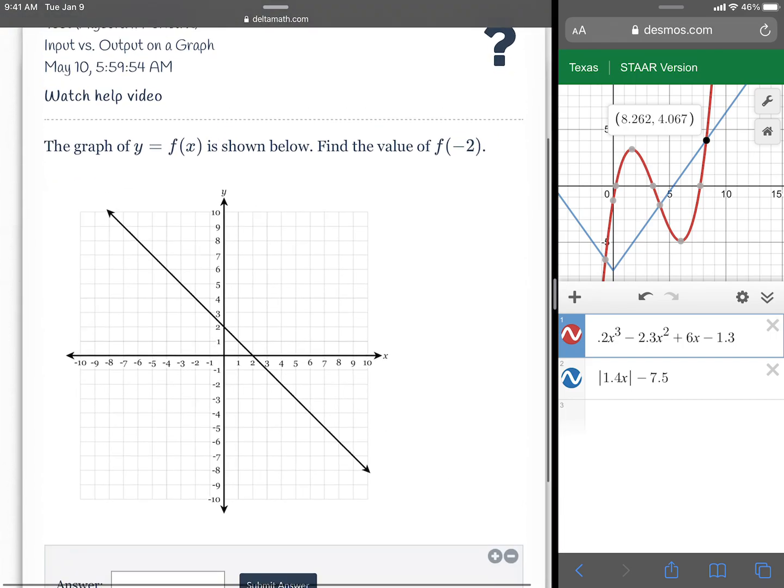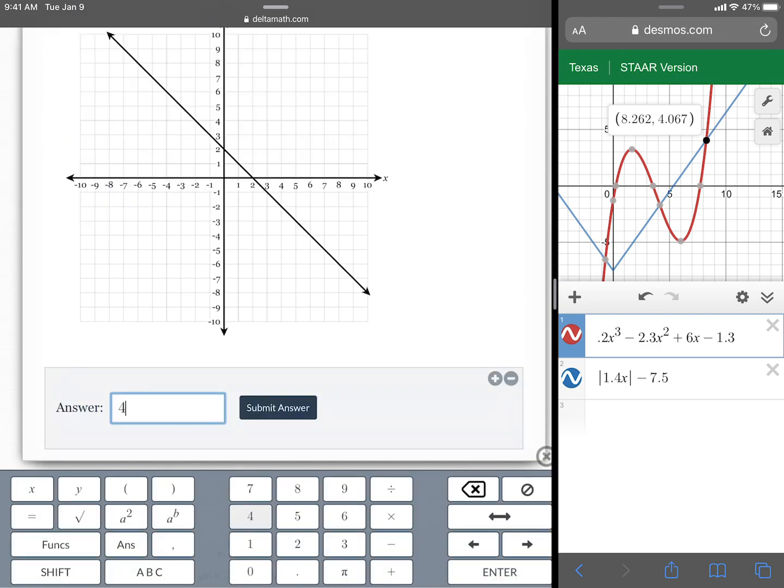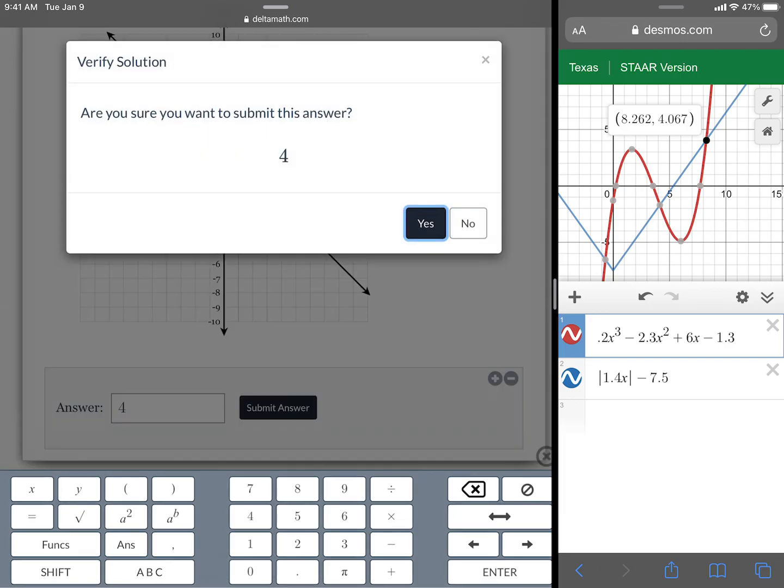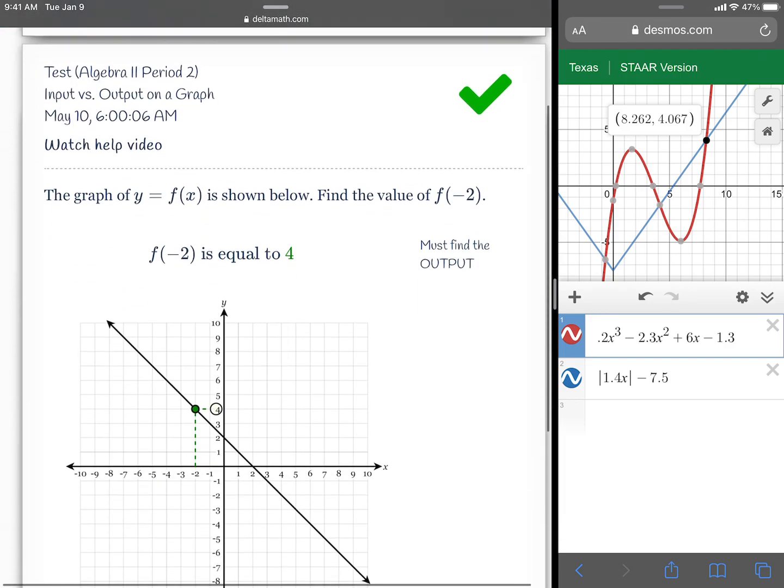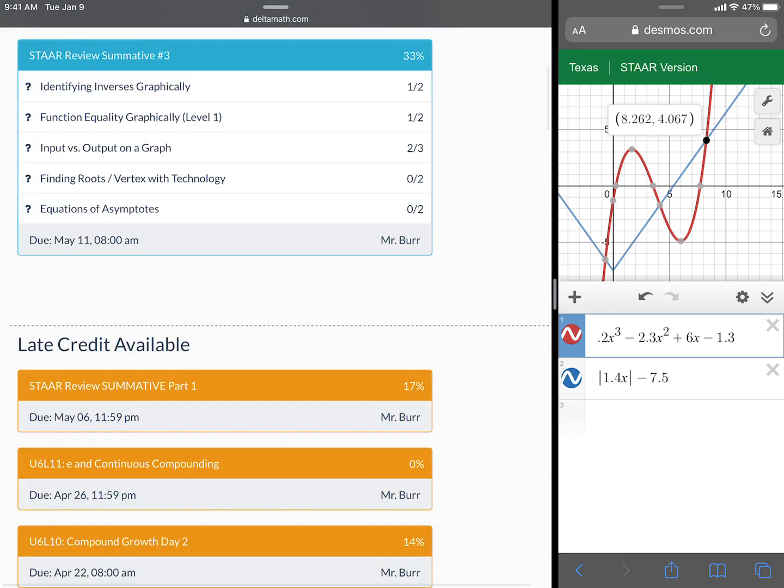Versus, if I ask you to find f of negative 2, that actually means to look where x is negative 2 and see what the y value is. So it's just retraining you to make sure to see the difference between those two things.